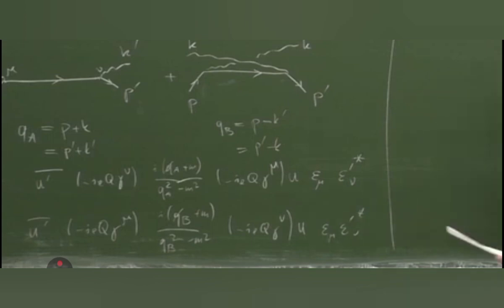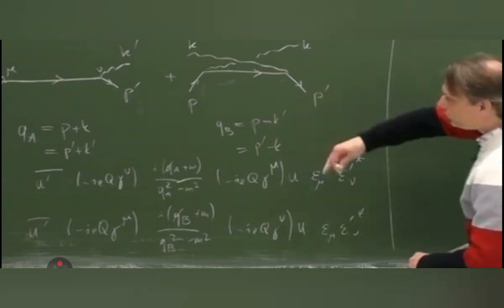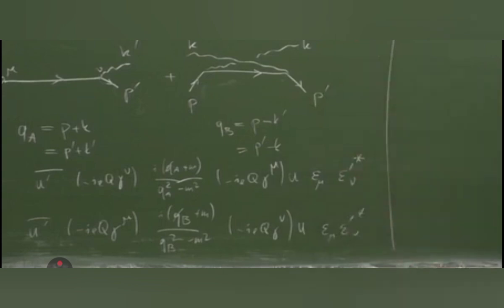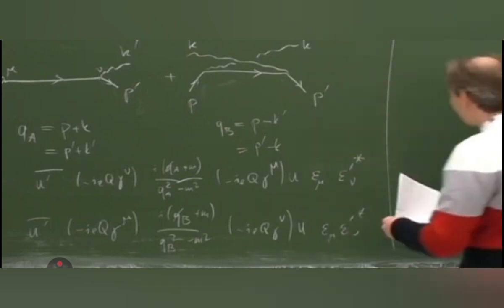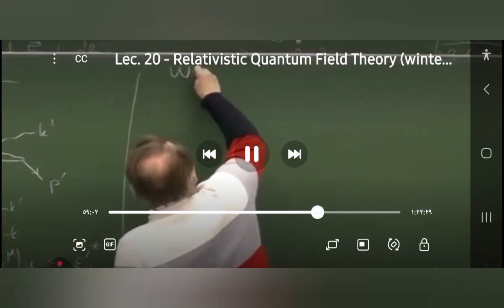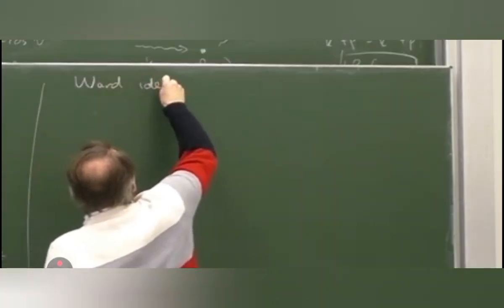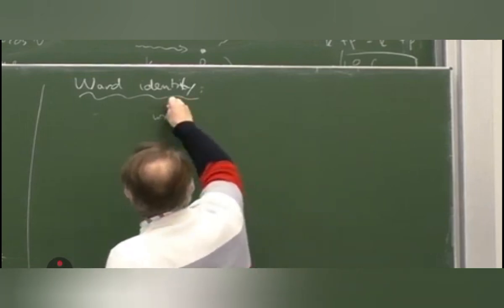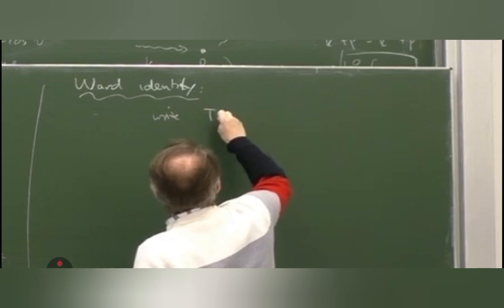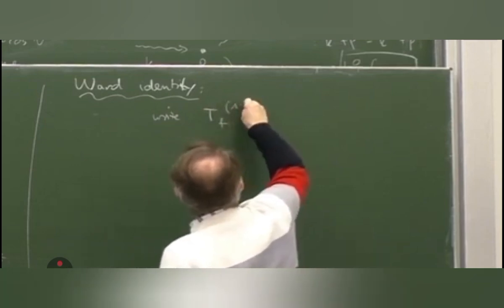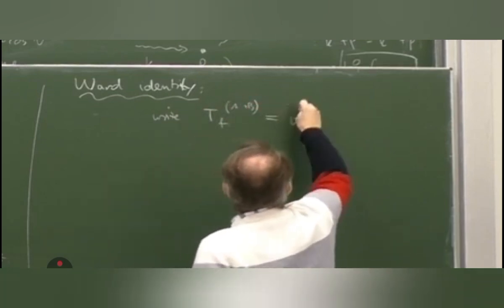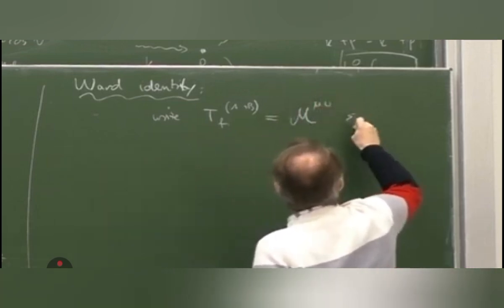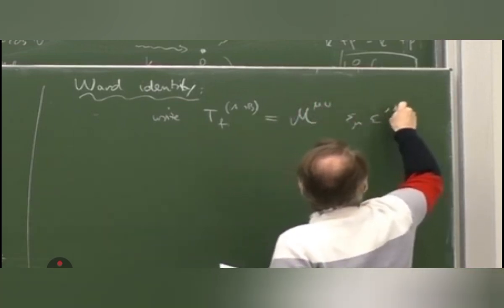Okay, let us look at the structural property before doing a couple of reflex and just plugging in expressions, squaring and everything and calculating traces. So there is something called the Ward identity, and let us prove that Ward identity for the process. So let us write this total amplitude, A plus B, in the following way: M mu nu times epsilon mu epsilon prime star nu.